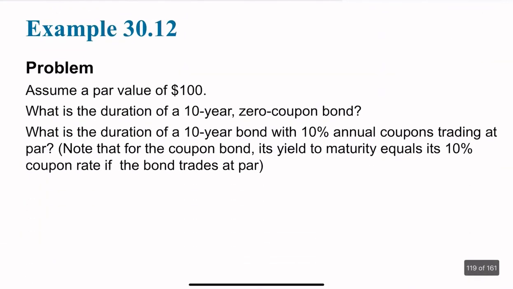Okay, now let's see this example here. We assume the par value is $100. Again, par value basically means when the bond matures, you will get back $100. The first question is, what is the duration of a 10-year zero coupon bond? And the second one is, what is the duration of a 10-year bond with 10% annual coupon trading at par? The first one is much simpler, so let's first solve the first one.